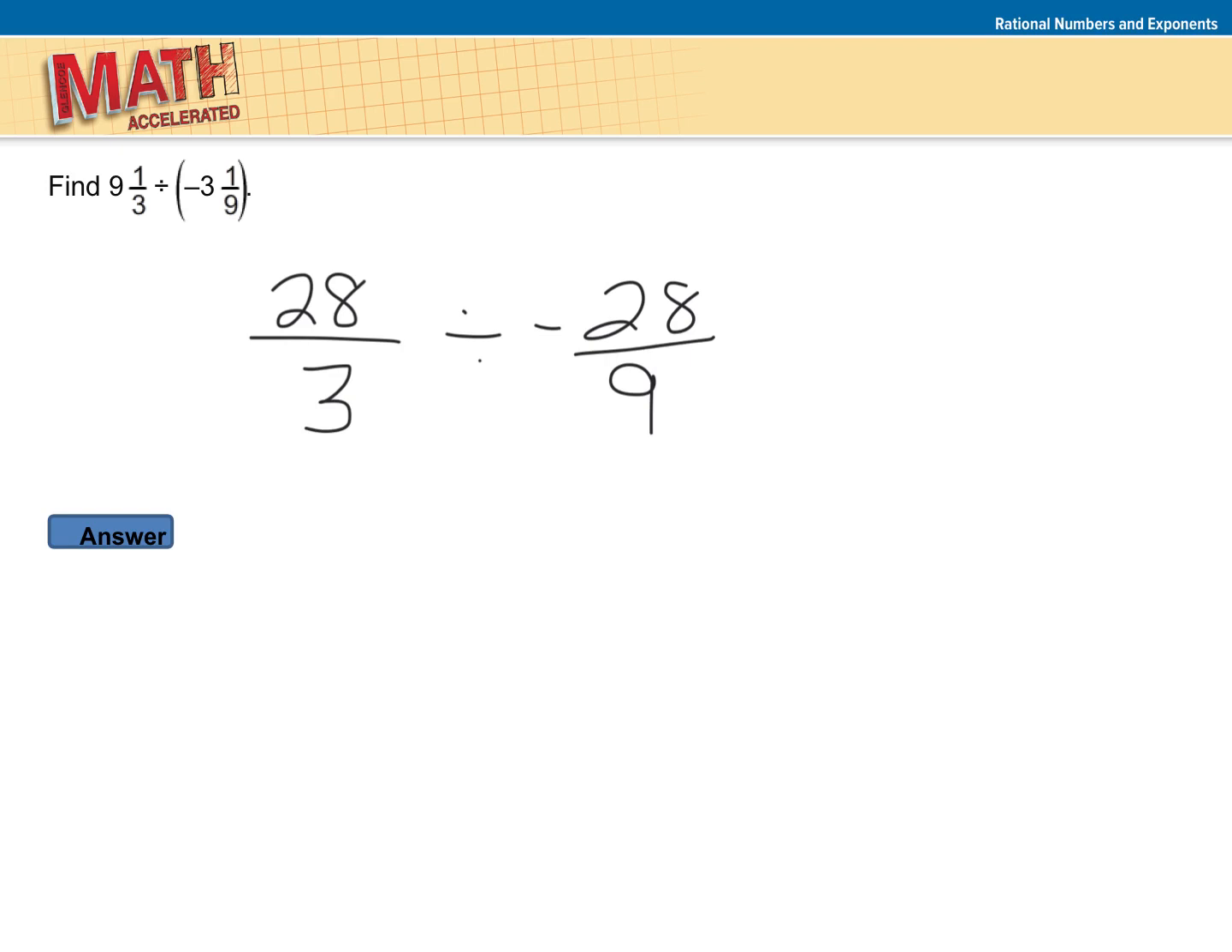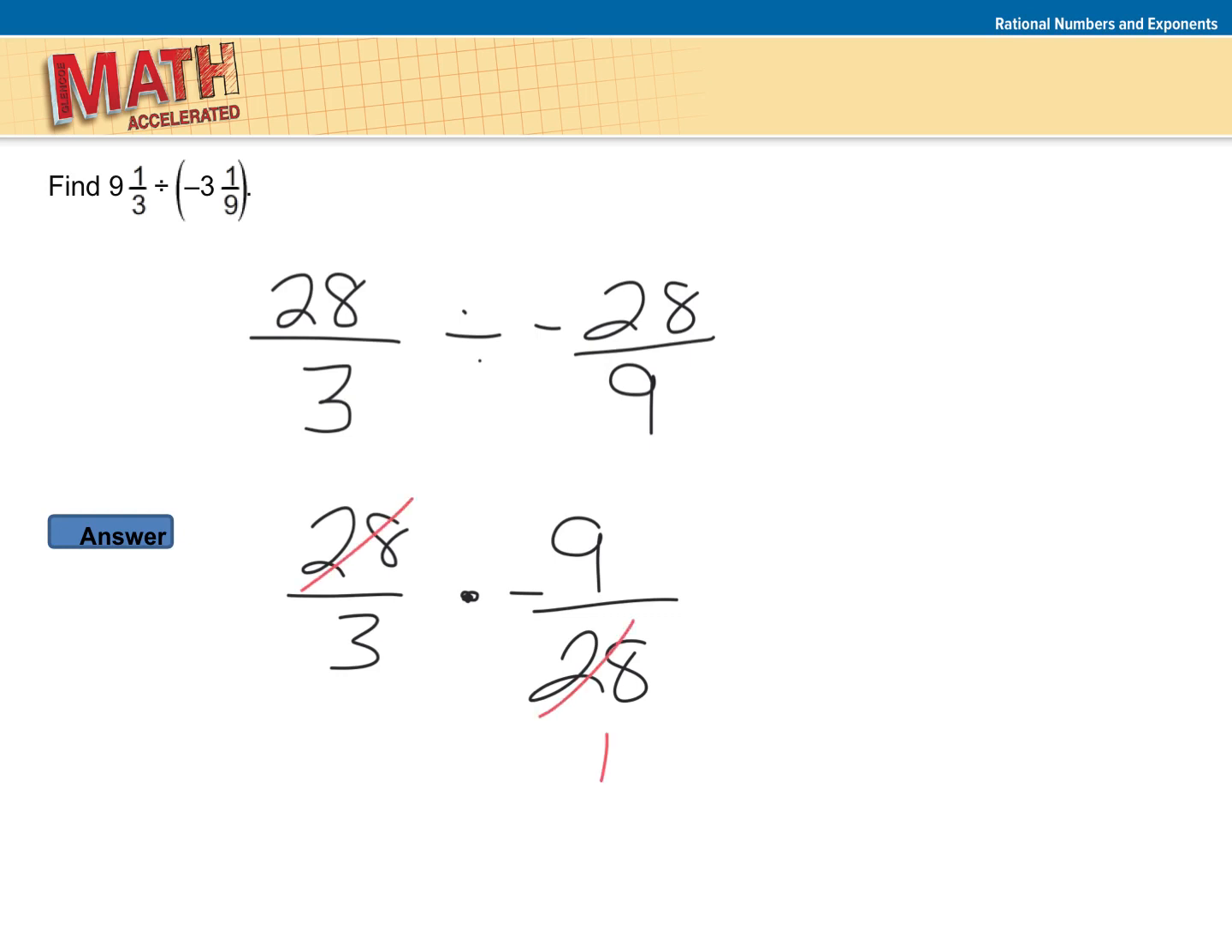Keep, change, flip. We got to make it a multiplication problem so we can solve. Okay, so we keep the first one, change the sign to multiply, 9/28. And then we have 9 over 28 negative. Keep that sign. Can we reduce anything here?